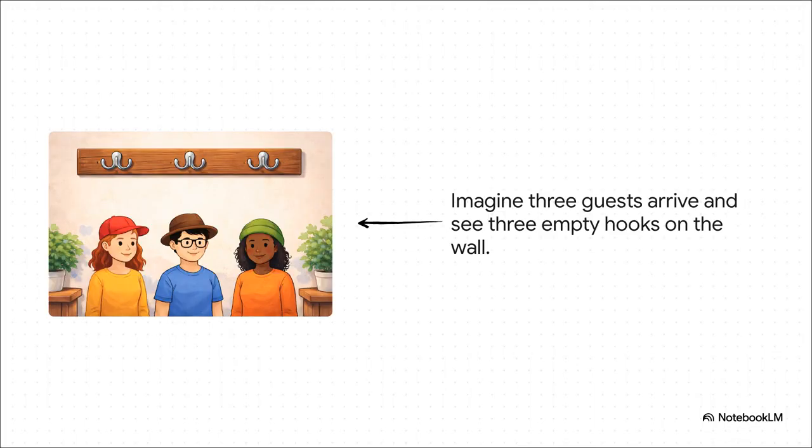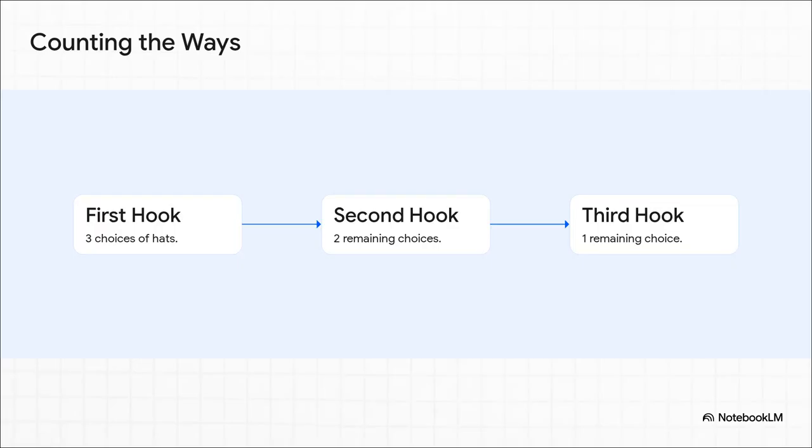Picture this, right? Our three friends walk in, and instead of that chaotic box, they see three nice empty hooks on the wall. They all decide to hang up their hats. The question is pretty simple. How many different ways can their three unique hats be arranged on these three hooks? Let's just walk through the logic here. For that very first hook, any of the three hats can go there, right? So we have three choices. Now, once that's done, there are only two hats left for the second hook. And for that last hook, well, there's only one hat left to hang.